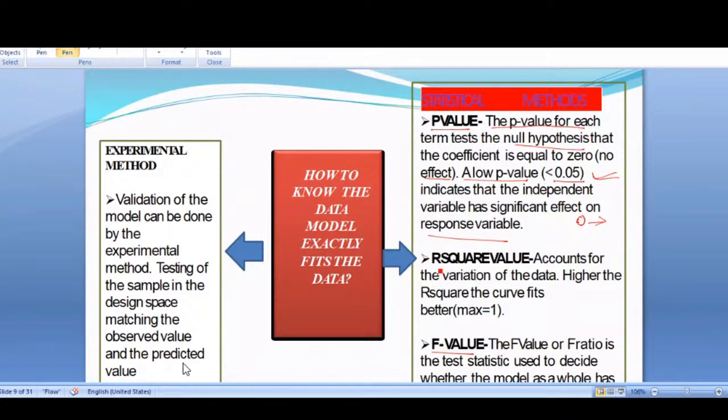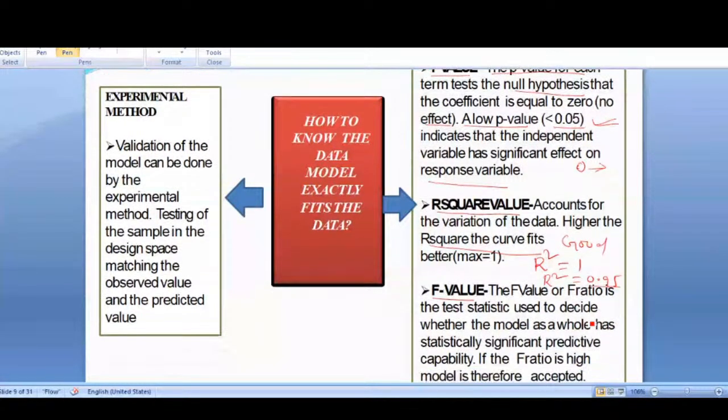Okay. Then the second one is the R square value. A higher R square value gives a good fitting of the model. R square almost 1 means it is 100% fitting to the experimental data, your model. Even if the R square value is greater than 0.95, then the model is okay. So it is following well.